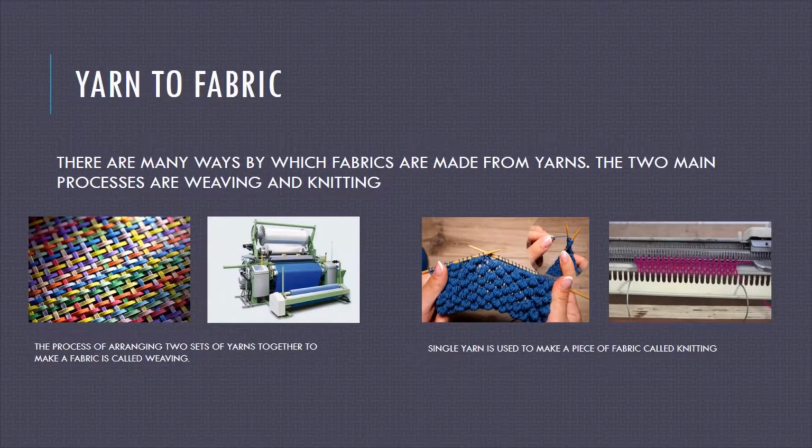Yarn to fabric. Yarn is converted into fabric by two main processes. They are weaving and knitting. In weaving process, two sets of yarns are arranged together to make a fabric. Weavers weaving on a small scale use hand looms. On a large scale, cotton fabrics are made by big machines that run on electricity. These machines are called power looms. Knitting. A single yarn is used in knitting. Knitting has multiple active stitches on the needle at one time.